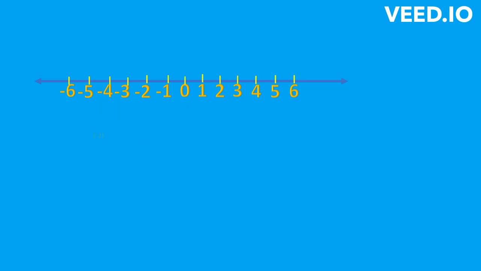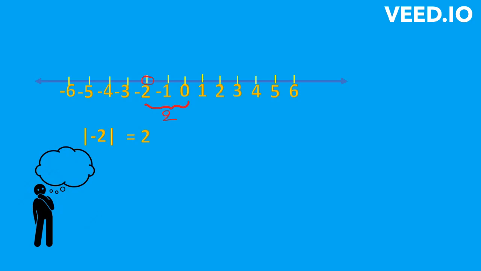Suppose we need to find the absolute value of minus 2. We need to see where minus 2 is on the number line. How far is it from 0, from the origin? It's 2 units away, 2 points away. So the absolute value here is 2. So I would like you to think of absolute value as the actual number, how far the number is from 0.